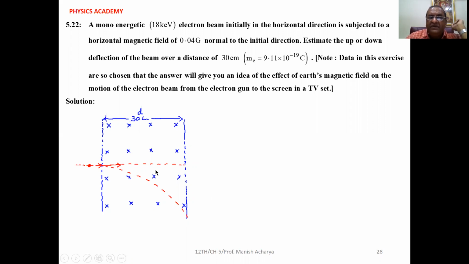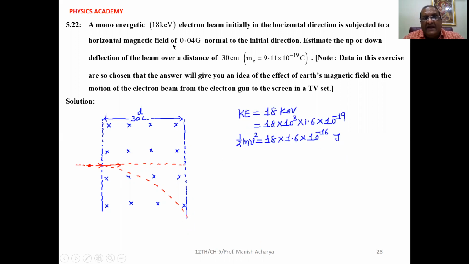Okay. So first of all, we have to calculate the velocity of the electron, because once we calculate velocity, we will get the force acting on the electron as per the equation F equal to BeV. And once you get force, then you can calculate acceleration. The force is perpendicular to the velocity, so the acceleration produced will also be perpendicular to this initial velocity, and therefore it will be deflected.